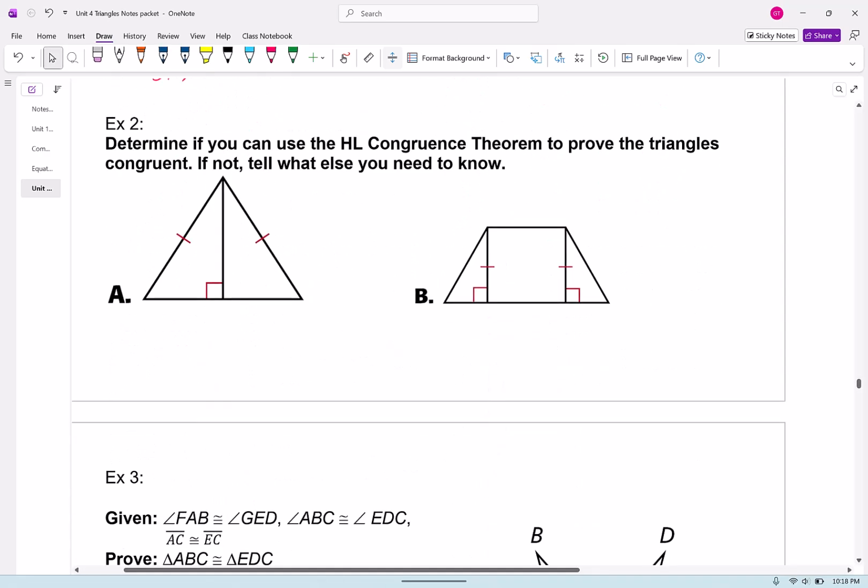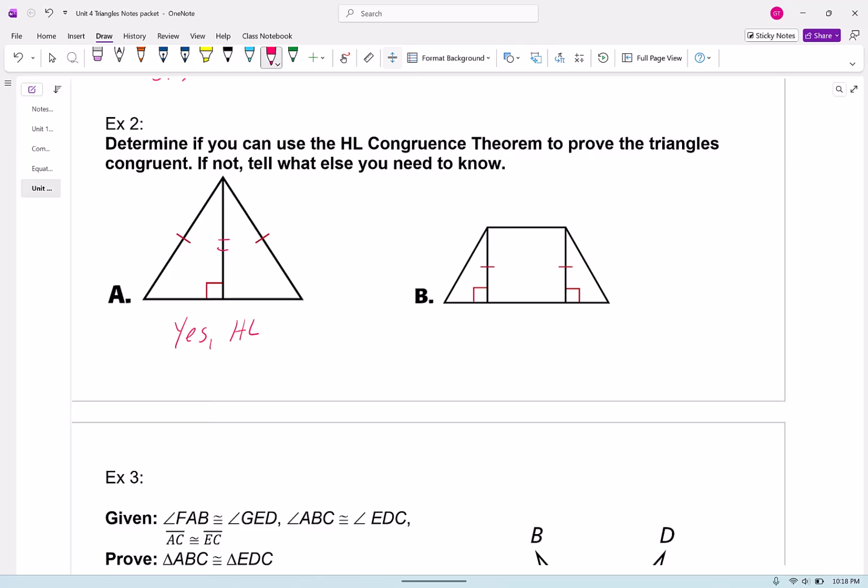All right, so we're taking a look here and trying to determine if we can use the hypotenuse leg theorem on this or not. So I got the hypotenuse is the same. I got a right triangle, so it's got to be that. I have a shared adjacent side, so that gives me a leg and the hypotenuse. So yes, hypotenuse leg works.